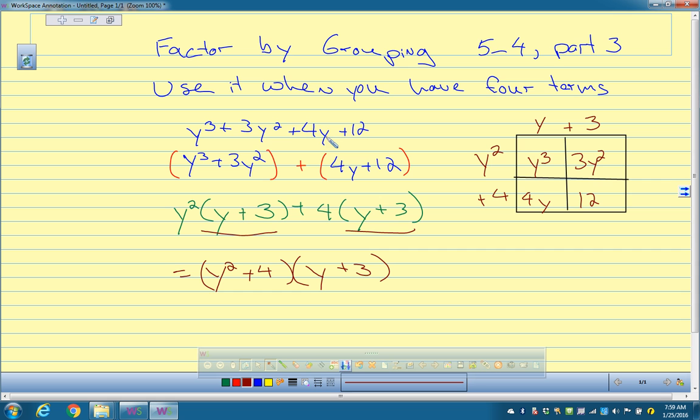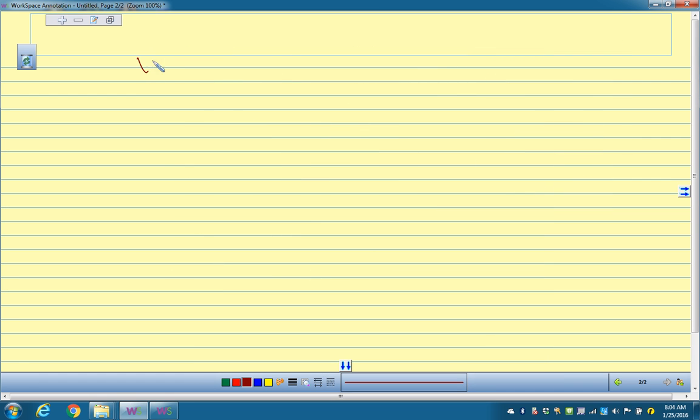Can you do that? We're going to do another one. You want to try one? You try. Okay? You try. Where's my next one? 4x cubed plus 20x squared minus 3x minus 15. Okay?